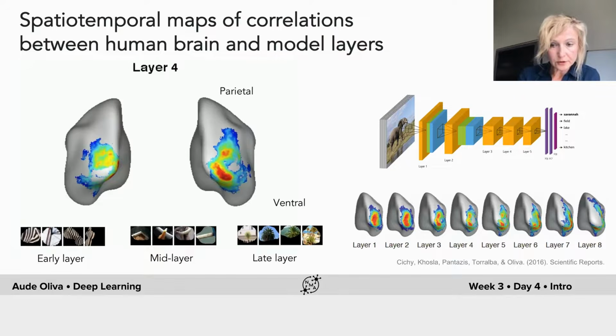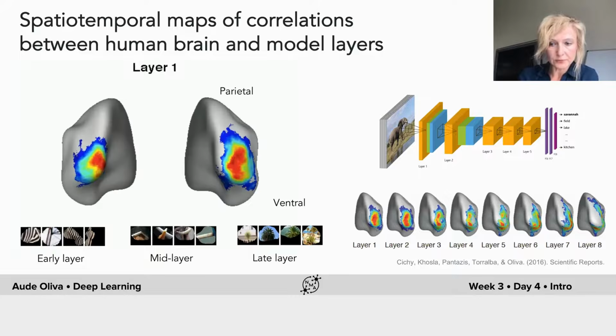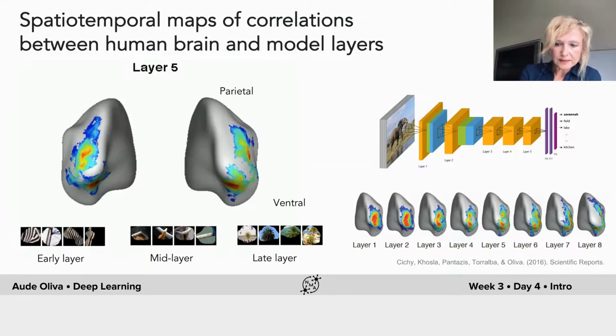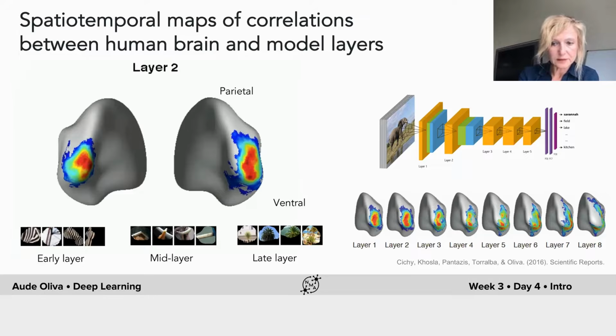As we can see, the correlation between model layers and brain follows a hierarchy from low-level visual areas to higher ventral and parietal areas, showing a similarity in representation at the level of the RSA between the human brain and deep artificial neural networks.